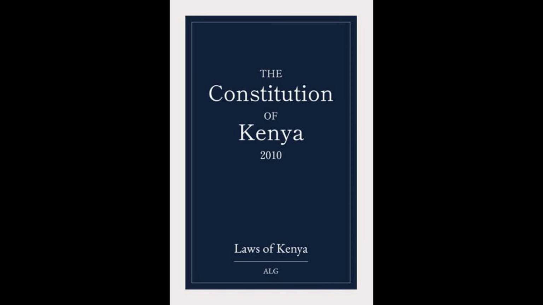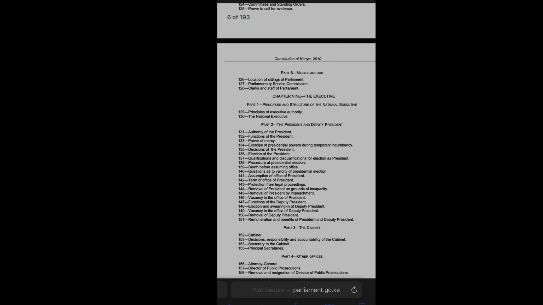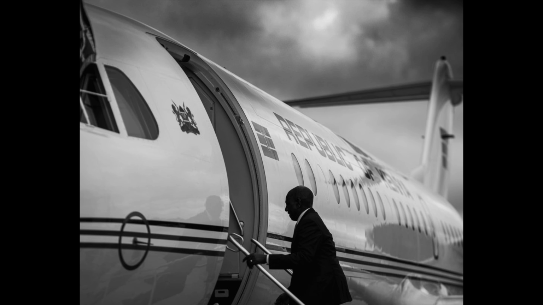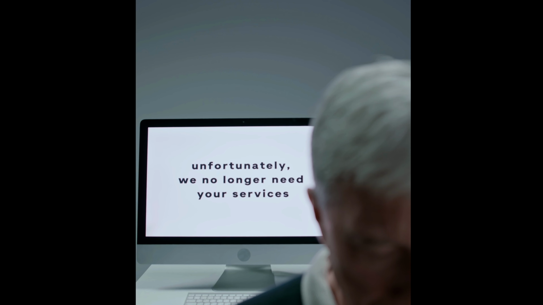Today we look into the intricate aspects of Kenyan constitutional law to understand the various legal mechanisms available for either unseating a sitting president or declaring the office vacant. Number one is through impeachment.